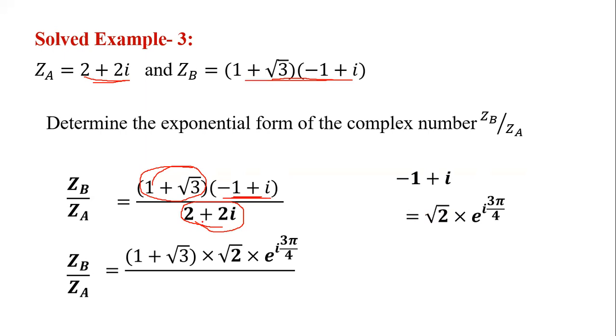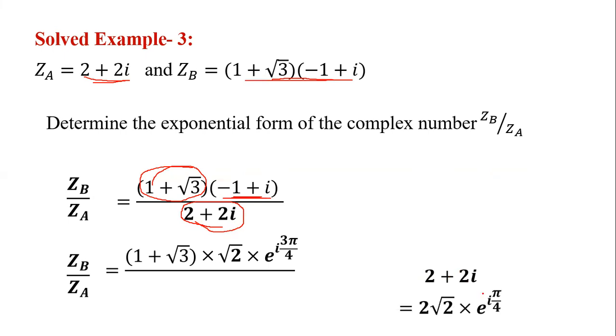Repeat a similar procedure. Let 2 plus 2i. Determine modulus, determine arguments. We will get that 2 plus 2i is written as 2 radical 2 e to the power i pi over 4 in exponential form.